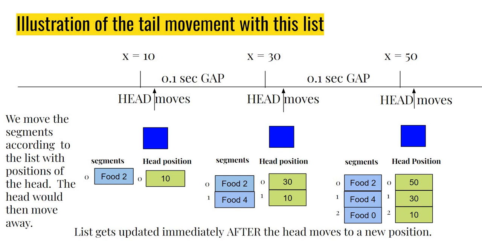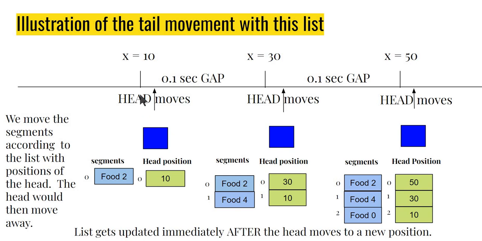Having understood how this list head position evolves, let's see how we can use this now to place our tail at the right point. Remember, the tail really is the food items that are part of this list segments. All we really have to do is to send segment 0 to head position 0, segment 1 to head position 1, and so on.